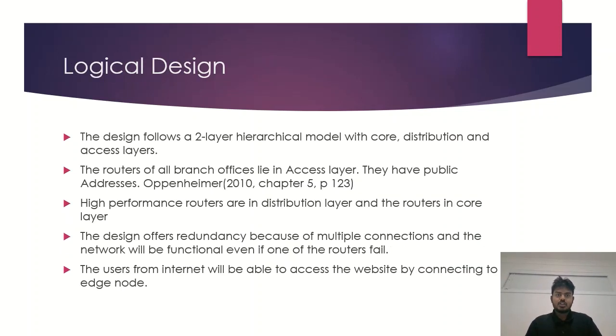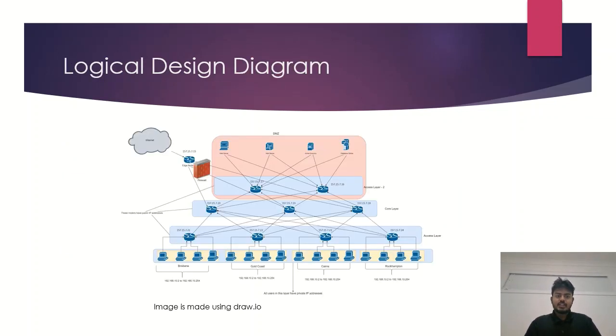Logical design. The design follows a two-layer hierarchical model with core, distribution, and access layers. The routers of all branch offices lie in the access layer. They have public addresses. High performance routers are in the distribution layer, and the routers are in the core layer. The design offers redundancy because of multiple connections, and the network will remain functional even if a router fails. Users from the internet will be able to access the website by connecting to the edge node.